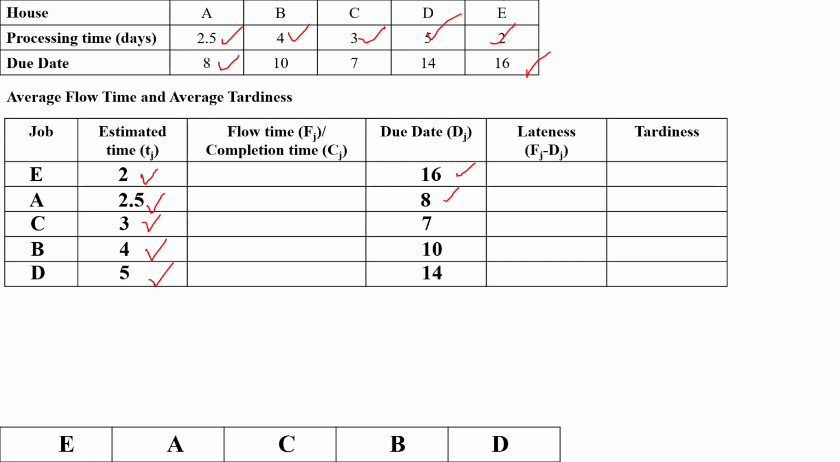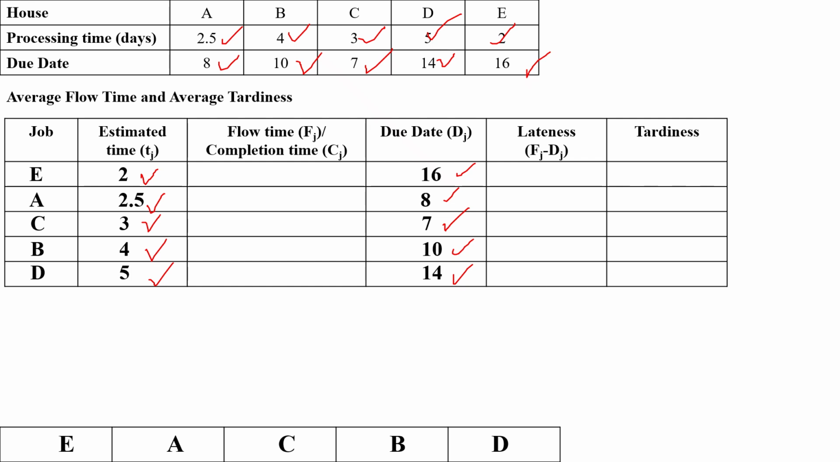Next, for job C, the due date is 7, so write down 7. Next, for job B, the due date is 10, so write down 10. Next, for job D, the due date is 14, so we have to write down 14.